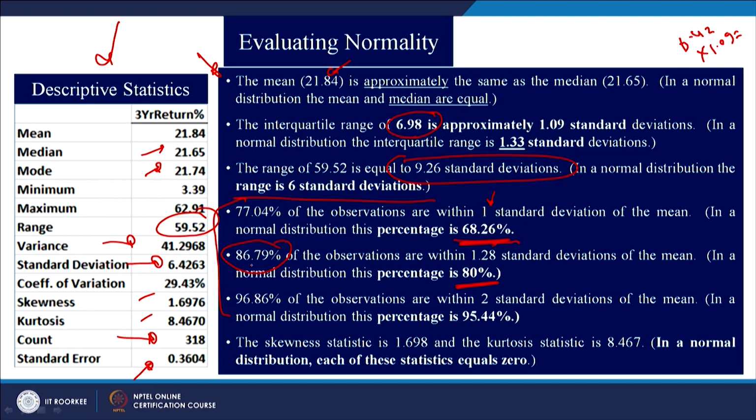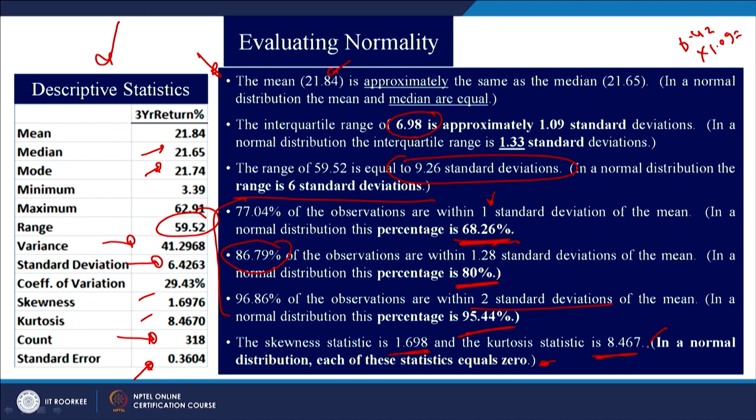So far as within 2 sigma limits, or within 2 standard deviations, you should have 95.44% of data, but here it is 96.86% of data points. And skewness is 1.69, kurtosis is this. In a normal distribution, each of these statistics is equal to 0.